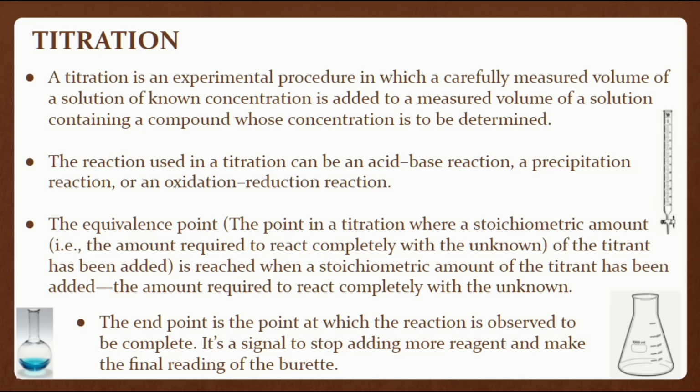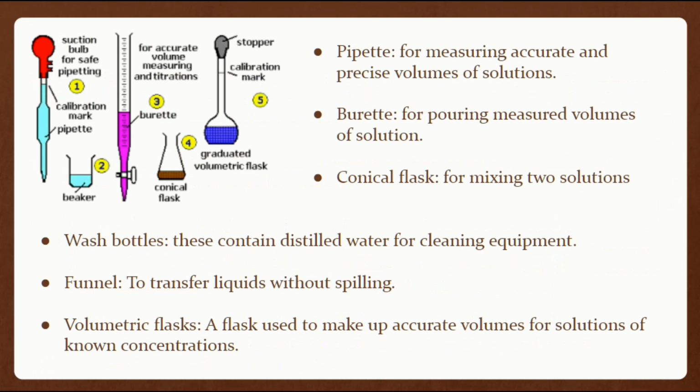A titrant is a solution of known concentration that is reacted with a compound in a solution of unknown concentration in a titration. In all cases, the reaction chosen for the analysis must be fast, complete, and specific. That is, only the compound of interest should react with the titrant. The end point is the point at which the reaction is observed to be complete. It's a signal to stop adding more reagent and make the final reading of the burette.